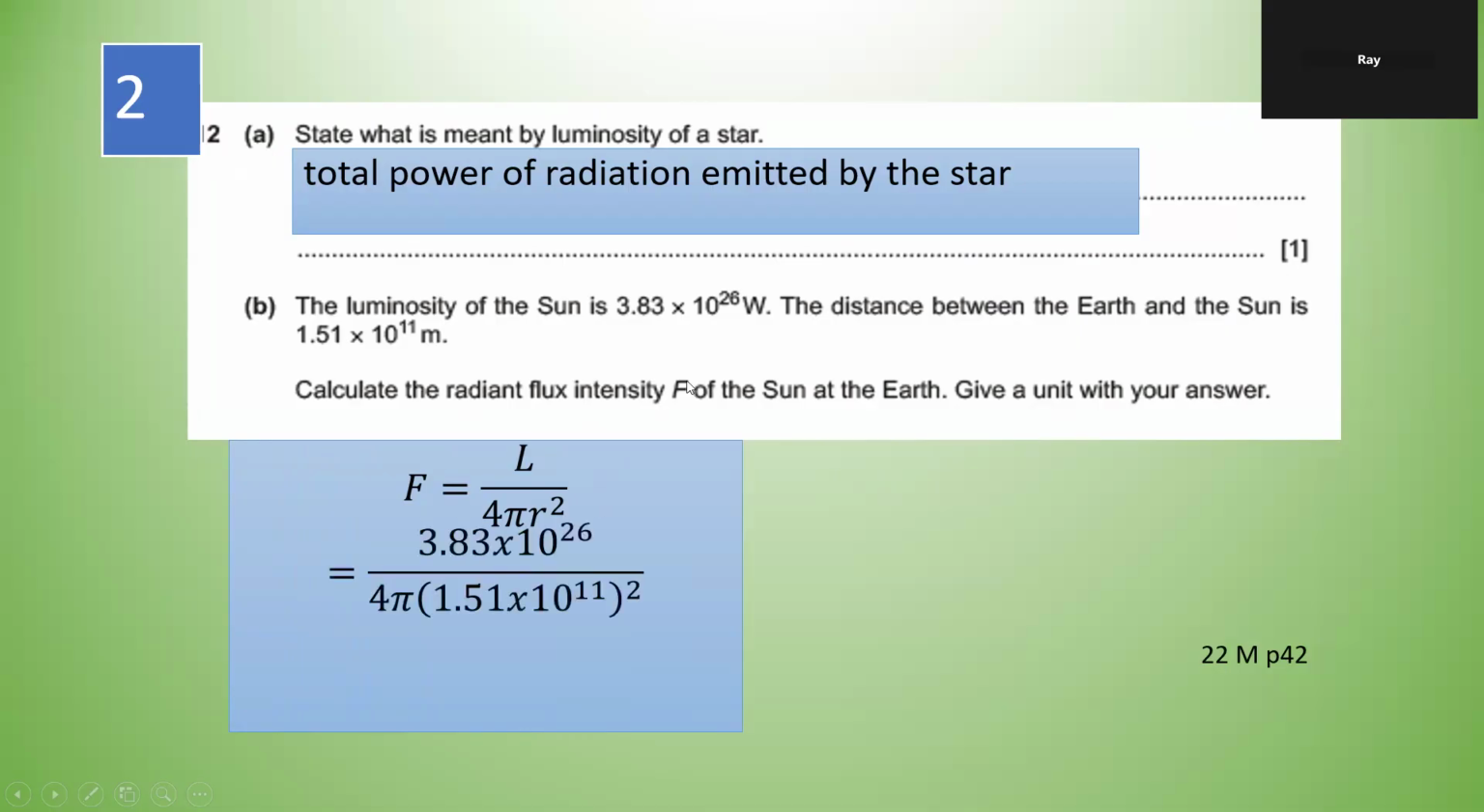Right? Put in your value. L, distance. That's your distance, R squared. That's a 4 pi. Calculate out. Any comment?